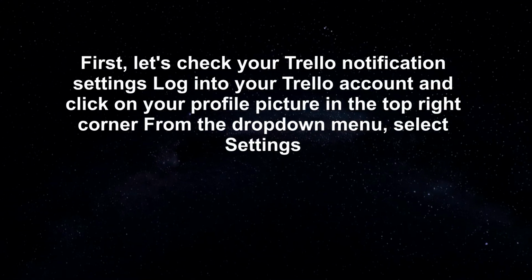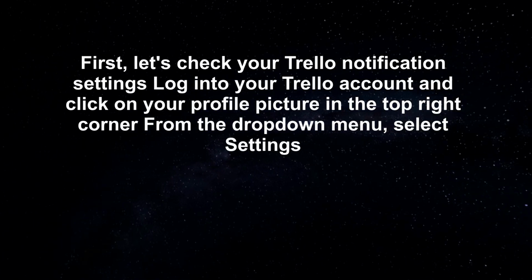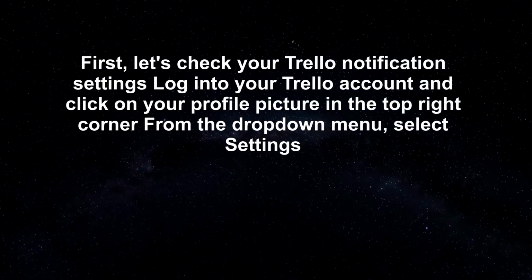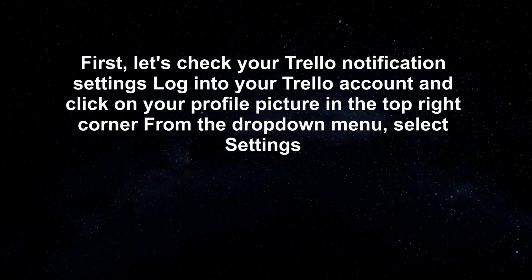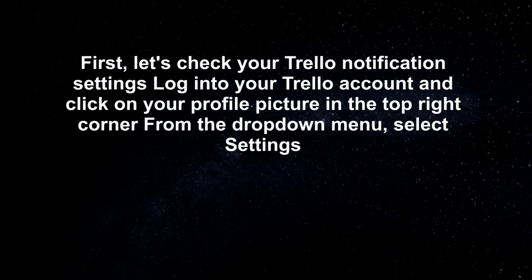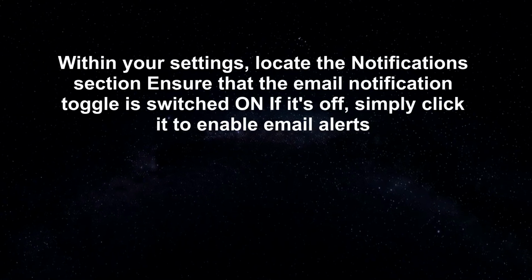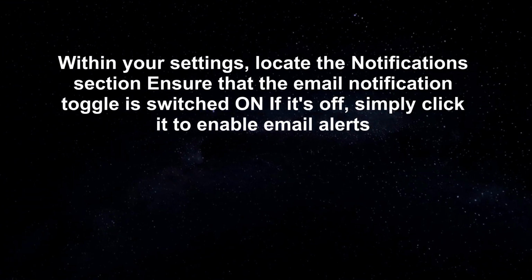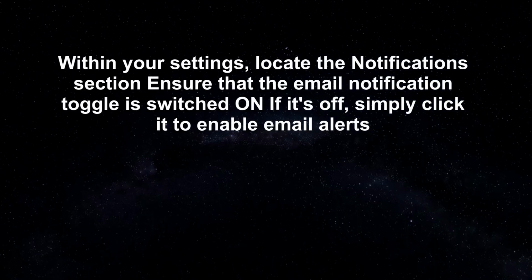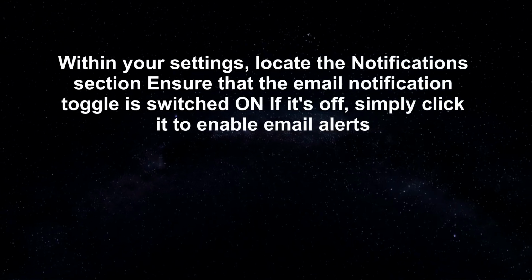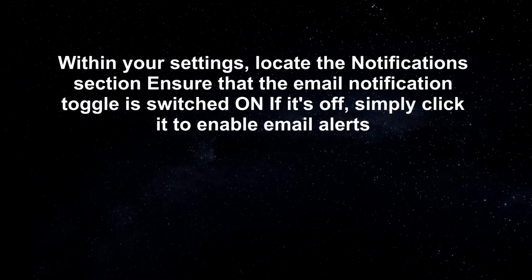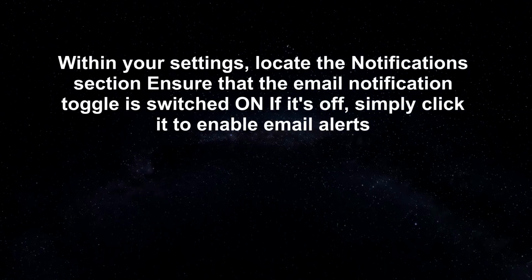First, let's check your Trello notification settings. Log into your Trello account and click on your profile picture in the top right corner. From the drop-down menu, select Settings. Within your settings, locate the Notifications section. Ensure that the Email Notification toggle is switched on. If it's off, simply click it to enable email alerts.